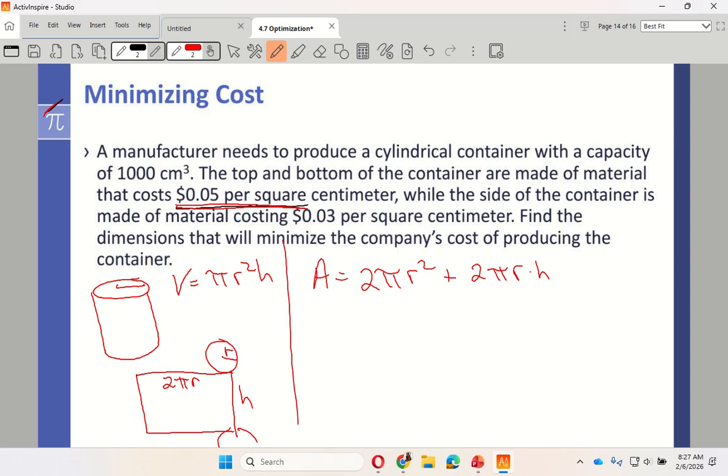Now, there's something else I have to add. Since I am minimizing cost, I have to include cost in here. So the top portion costs me how much? 0.05. Yes, the top and the bottom is 0.05. So I'm going to include that here. So A is 2 pi r squared times 0.05 plus 2 pi r h times 0.03.